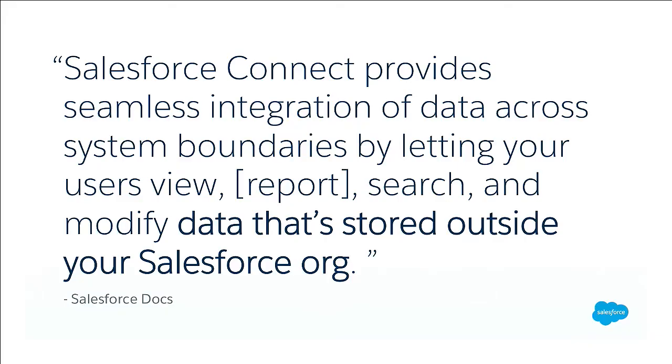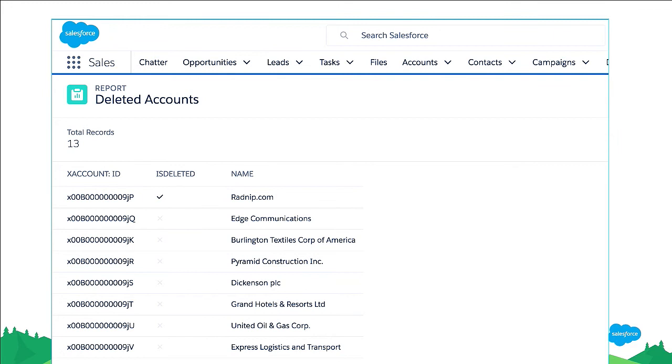OK, but as I said earlier, Salesforce basically says that this is the definition of Salesforce Connect: Salesforce Connect provides seamless integration of access across system boundaries, letting your users view, report, search, and modify the data that's stored outside your Salesforce org. But it's Apex, yeah? Why does it have to be an external data source? Why can't I just query stuff inside the Salesforce org, yeah? And it's now supporting reports. So why can't I just give all my admins a list of all my deleted accounts that happened yesterday?